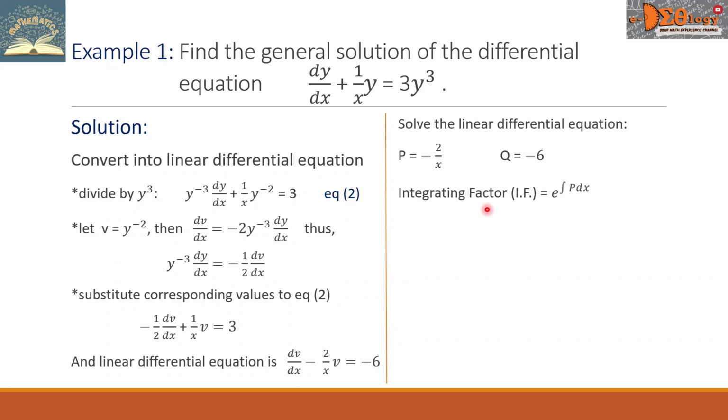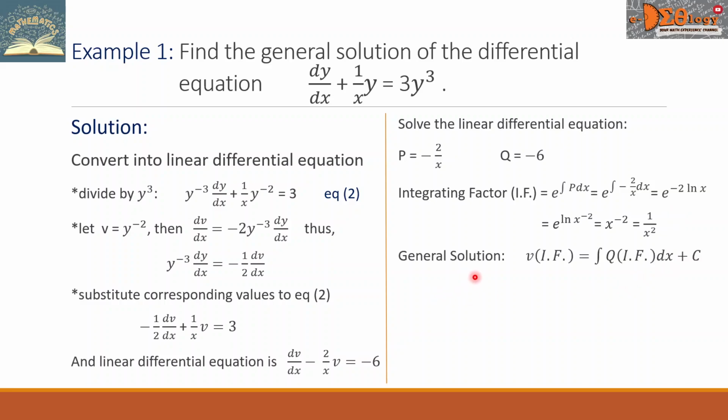Finding the integrating factor, that is the IF, we have this formula e raised to the integral of p dx. Let us substitute the value of p, which is negative 2 over x. Then we integrate. It will result in negative 2 ln of x. We can rewrite this expression into e raised to ln of x raised to negative 2. We know that e and ln will cancel each other, and this would be simplified into x raised to negative 2. And when we rationalize, we can rewrite this into 1 over x squared. This is our integrating factor.